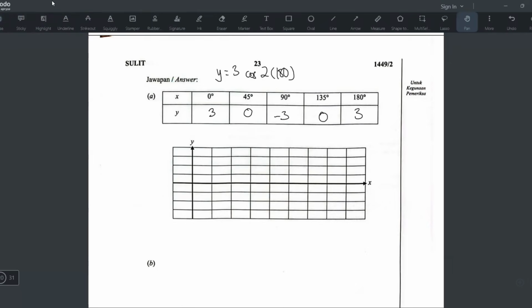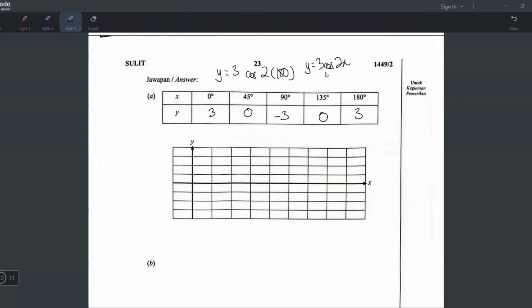After having completed the table, now we have to sketch the graph. I remember the question says sketch from 0 until 180 only. So we will only sketch until 180. We will not sketch until 360. But before we sketch, let's talk about the shape first. So the equation is 3 cos 2x. So we need to know the shape first.